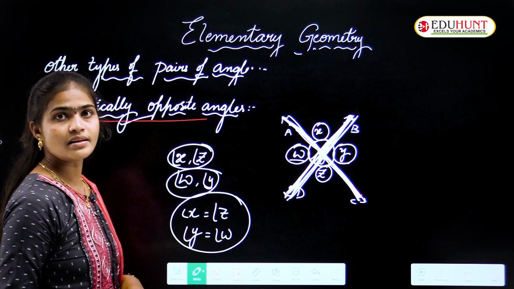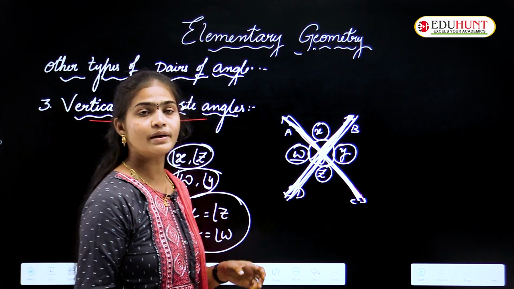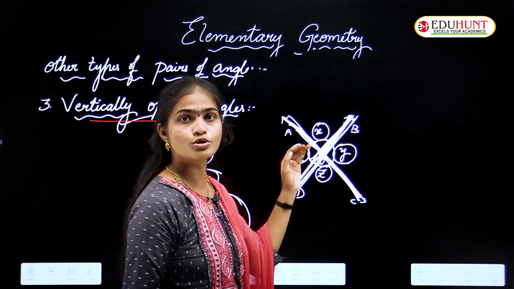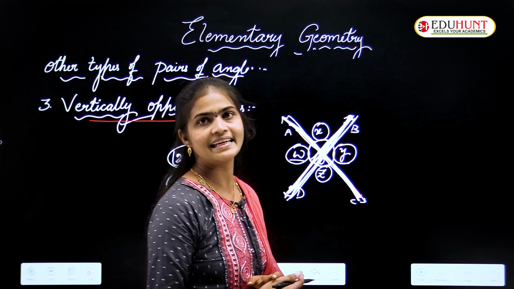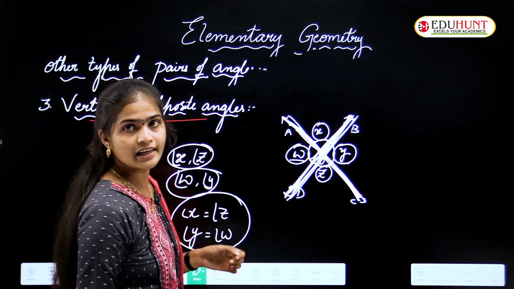So what is the important point here? Vertically opposite angles must be opposite pairs, which means where vertically opposite angles are formed, those two angles are always equal. So this is about vertically opposite angles.